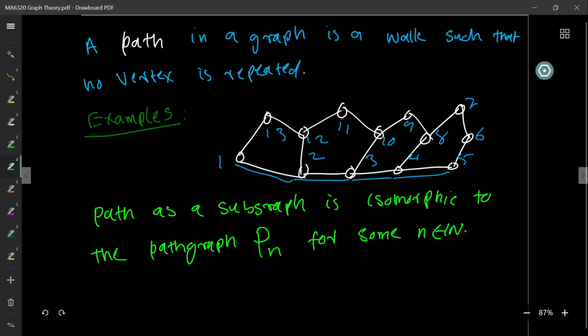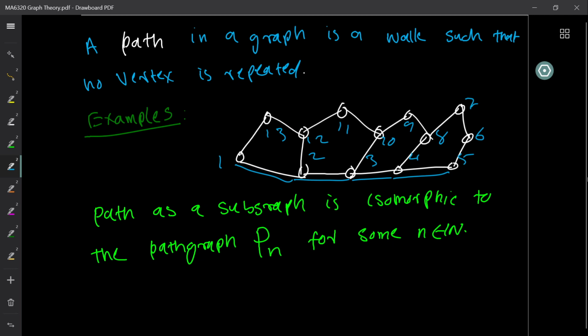Right? Now, what I have drawn here is basically a path. 1, 2, 3, 4, 5 is a path. And you can see that this subgraph is also isomorphic to the path on 5 vertices, P5. And this is a walk because it's just a sequence of vertices where the consecutive vertices are adjacent.